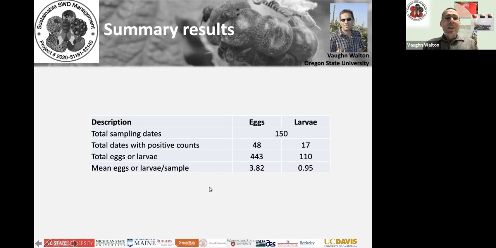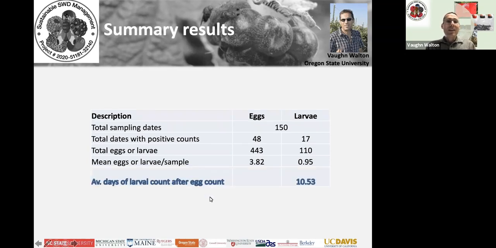So the next animation in this slide here is the average days of larval count after egg count. If you take all of those data points together, we're finding that by doing egg counts, you're able to find those first counts about 10 days before you start finding larval counts. And this is, I think, of real value to our growers here, because you can find those eggs first, and you find the larvae much later.